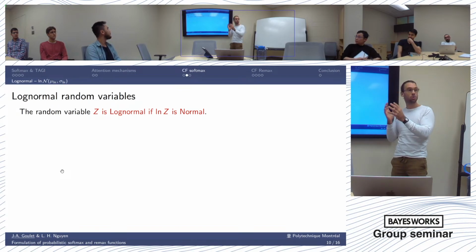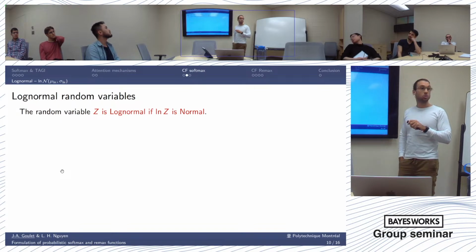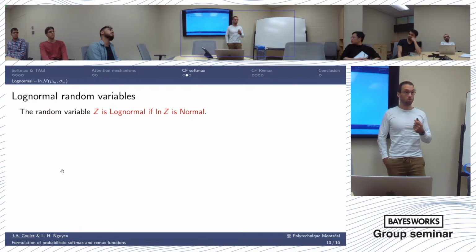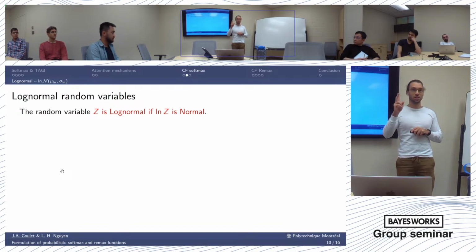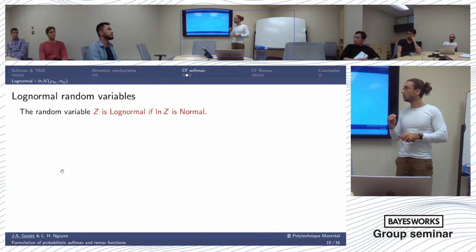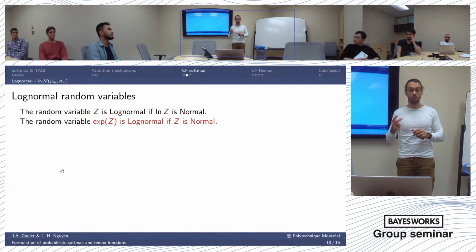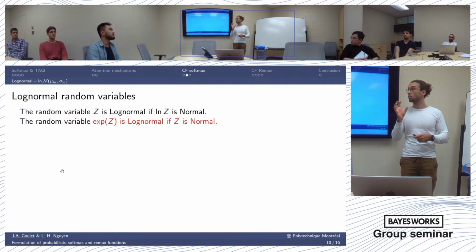Okay, let's recap what are the key properties of these log normal. So we can say that the random variable z is going to be log normal if the log of z is normal. Okay, I can understand it's confusing, but we're going to break that down in smaller pieces. We can also say, the other side of the coin, that the exponential of z is log normal if z is normal. So we have a variable z that is normal. We're going to take the exponential of that variable. It's going to become log normal. Okay? We're going to explore this.